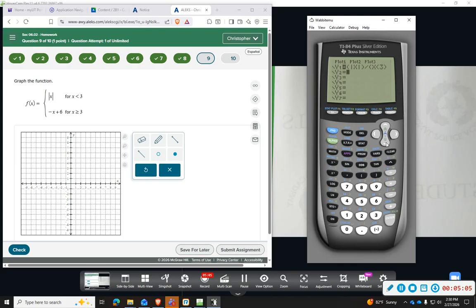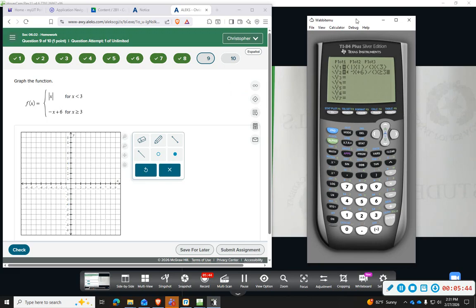And then the second part, open parentheses, we have negative x plus 6, close parentheses, divided by for the restriction. And then I'm going to open parentheses and do second math, greater than or equal to, so option number 4. Sorry, I need the x in there. Second insert, get the x greater than or equal to 3.